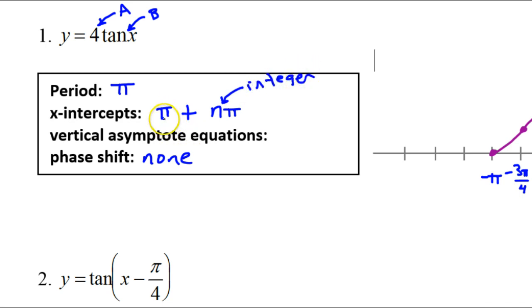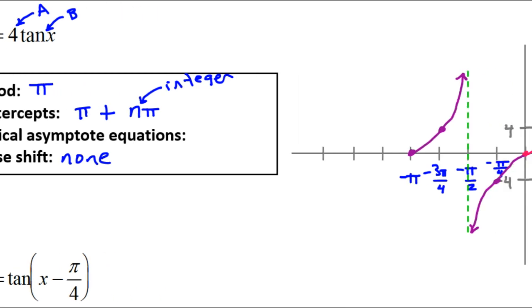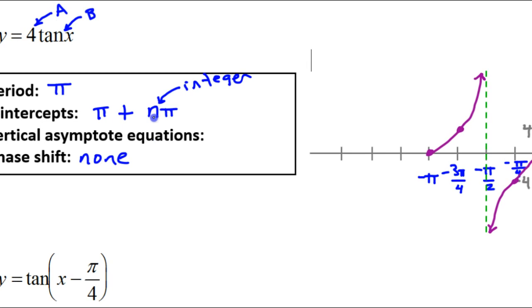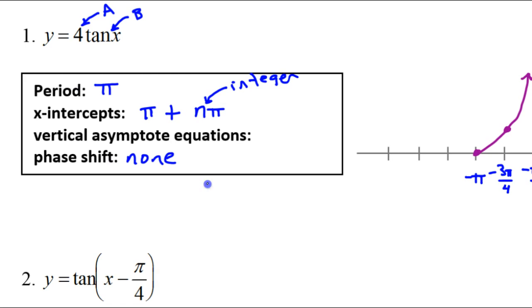Okay, so that would be like 1 pi plus 1 pi plus 2 pi plus 3 pi would give us the rest. It even gives us the x-intercepts to the left, because if n is negative, then you begin to get the x-intercepts going to the left. Okay, we can do the same thing with the vertical asymptotes.